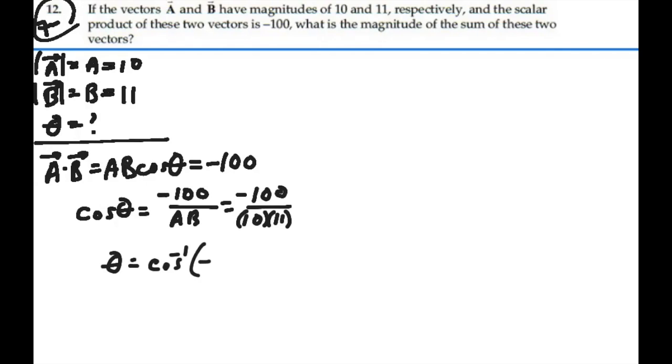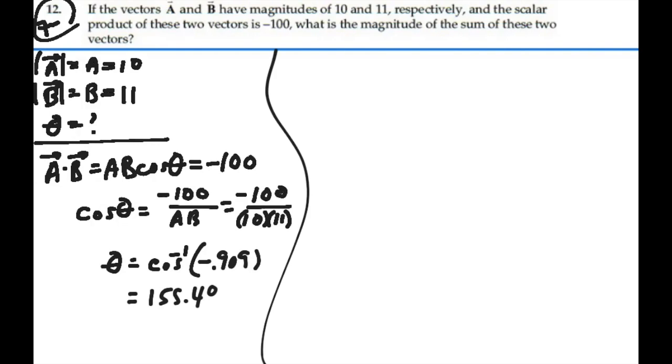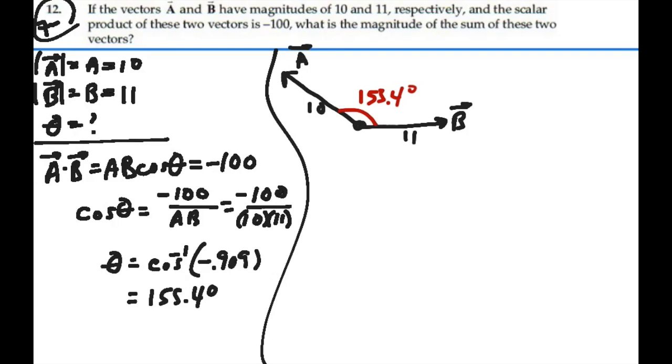which is the inverse cosine of a negative 0.909, which is 155.4 degrees. So if we were to draw this, we might have a situation where we have two vectors, say a b like this and an a like this. A has a magnitude of 10, b has a magnitude of 11, and this angle between the two is 155.4 degrees. So we want to add these two vectors together.